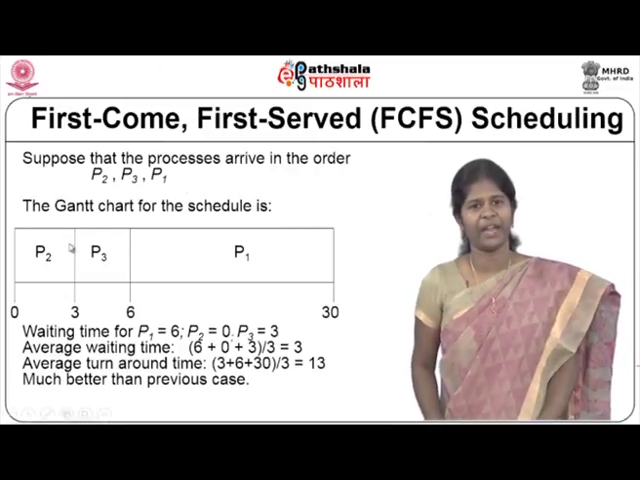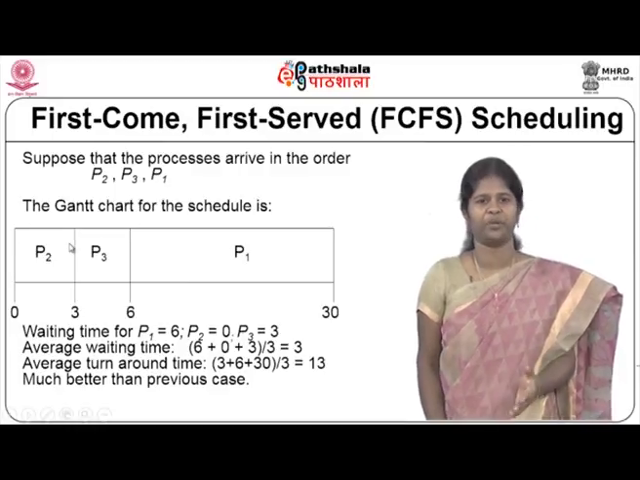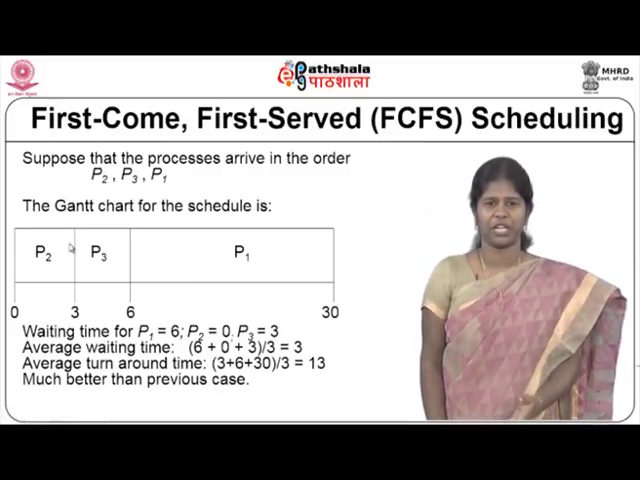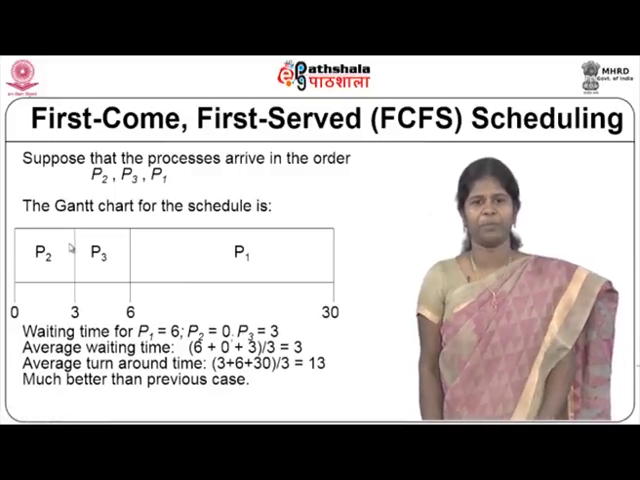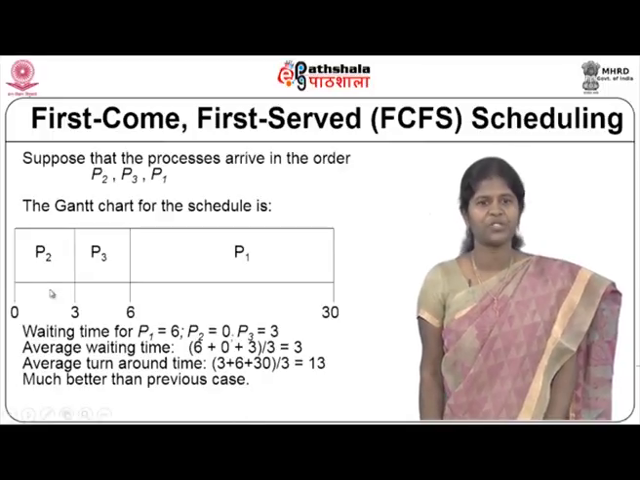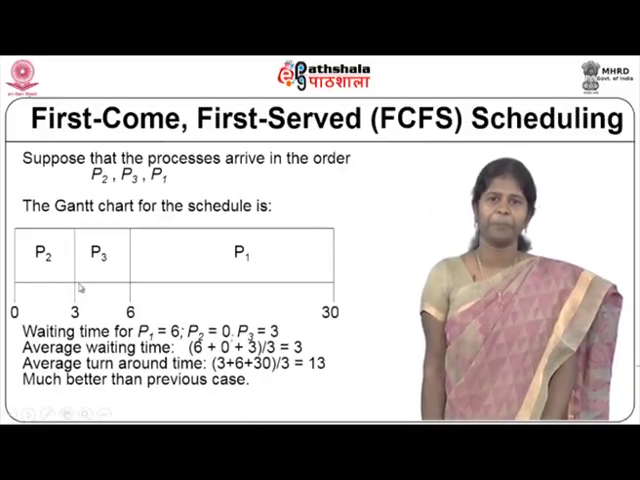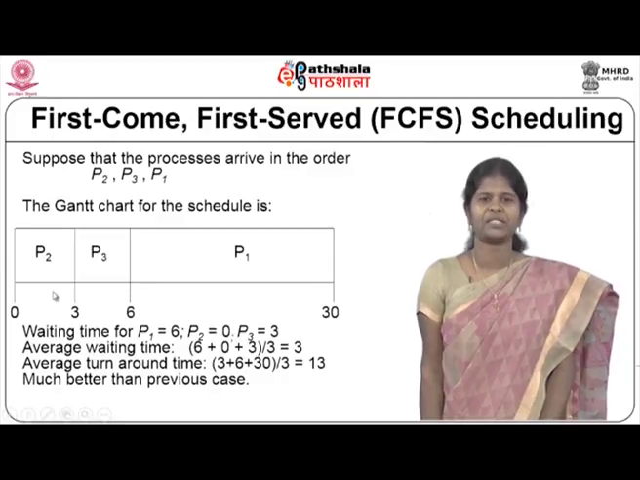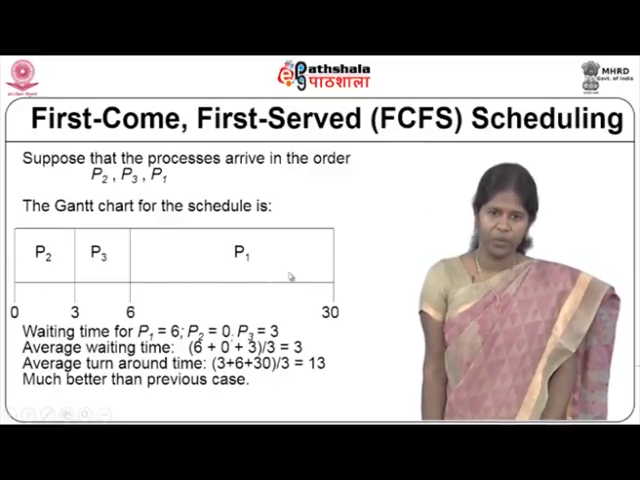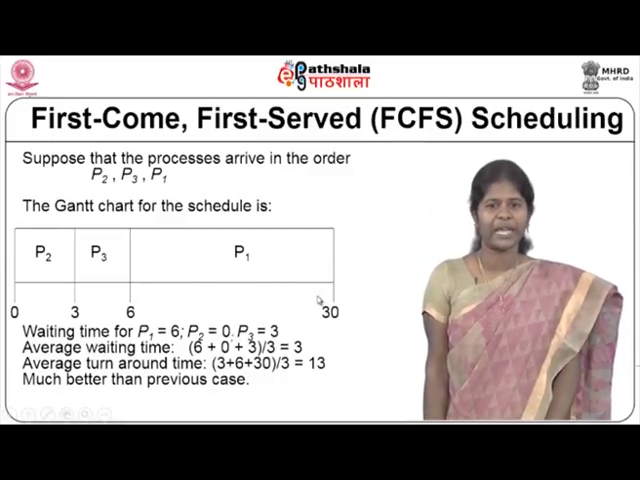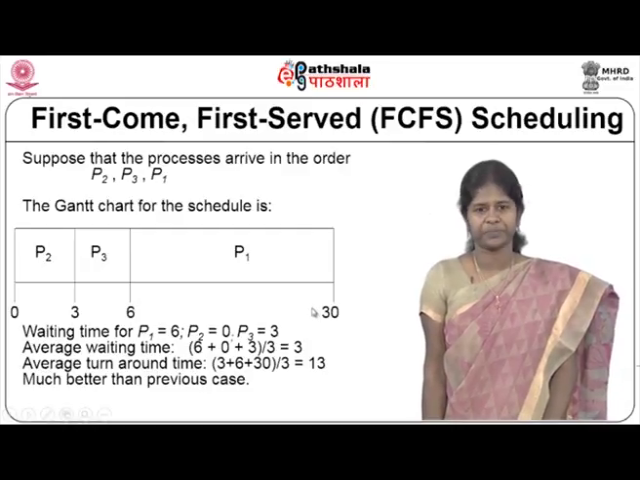Because P2 had arrived first, P2 is scheduled first, then P3, and then finally P1. So, P2 will make use of the CPU for 3 milliseconds, P3 will use it for 3 milliseconds, totally 6, and then P1 will use it for 24 milliseconds, and hence totally 30.